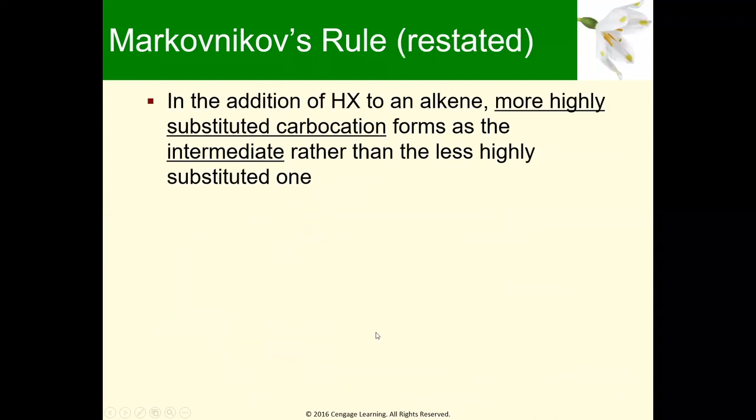Okay, so here's just another way to restate Markovnikov's rule. In the addition of HX to an alkene, the more highly substituted carbocation forms as the intermediate, rather than the less highly substituted one. So the carbocation that forms is the key. The reason it happens this way is because the carbocation, which is the intermediate, needs to be stable. It's going to be as stable as possible. And so we're going to see in the next couple slides how there's a relationship between the amount of substitution and the stability of that carbocation.